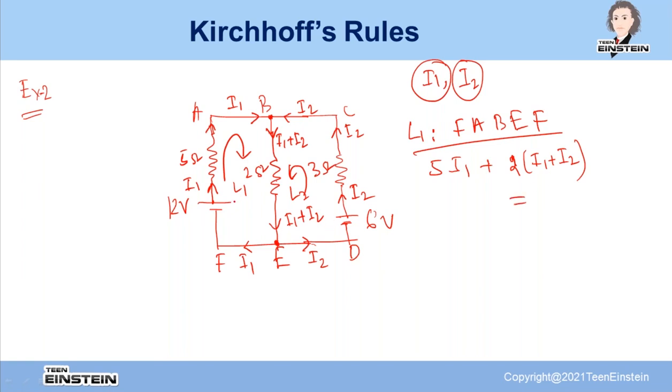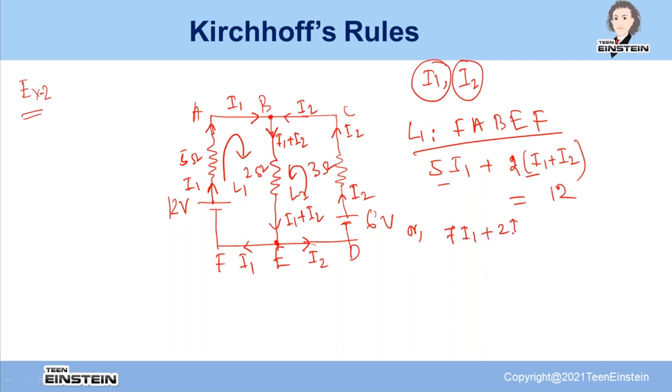Now do a little bit of simplification. So here 2 is there, right? And here 5. So you will get 7 I1 plus 2 I2 is equal to 12. Seems to be a little bit odd equation, so you cannot reduce this further. Okay, let it be.